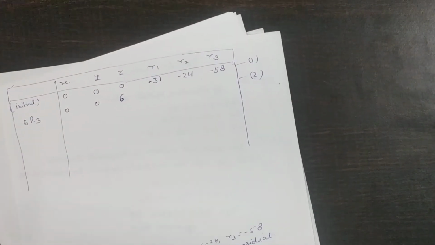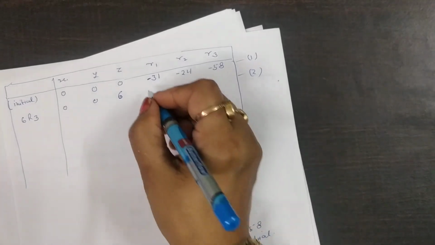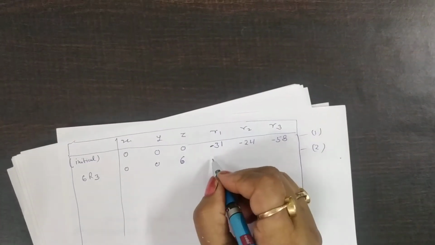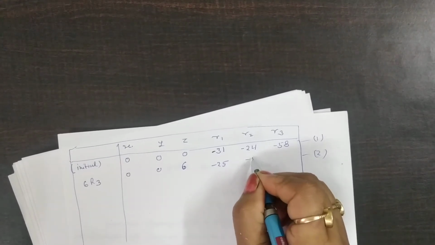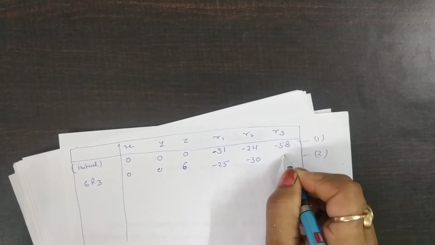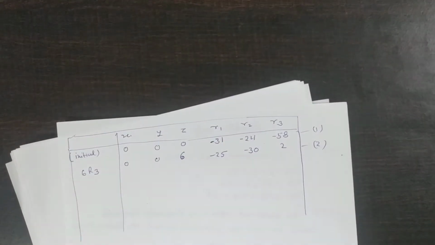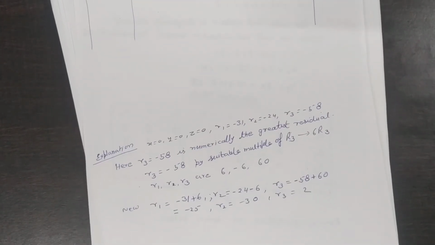Here you substitute minus 25, minus 30, and 2. And this is the second line. Okay, students. Now, for the third.